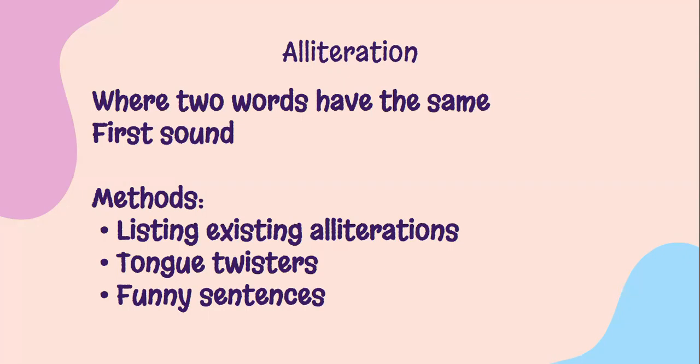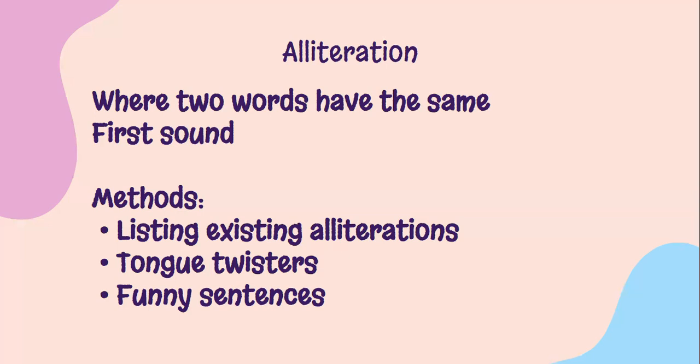Listing existing alliterations, one of the easiest. So we can list and model and show them what alliterations really are. Baa, baa, black sheep. We're hearing all B's. We can go on to another one, Peter Pan, Peter Parker. There is a reason why those characters, as well as places and names of books and poems and so on, use alliterations because they are so catchy.